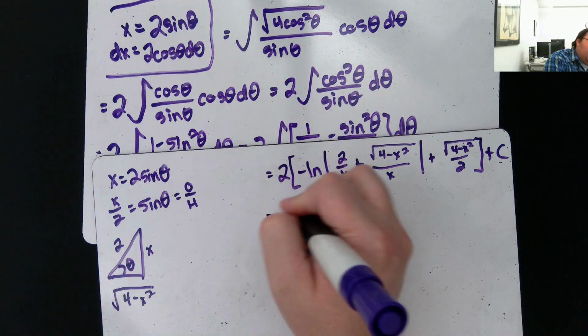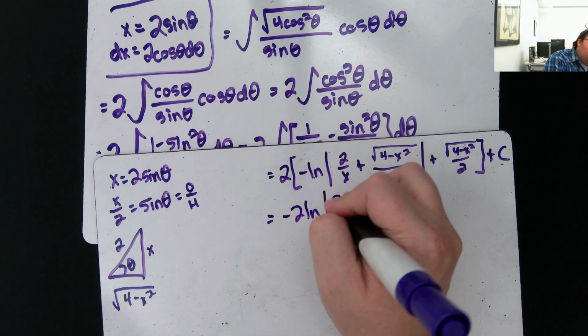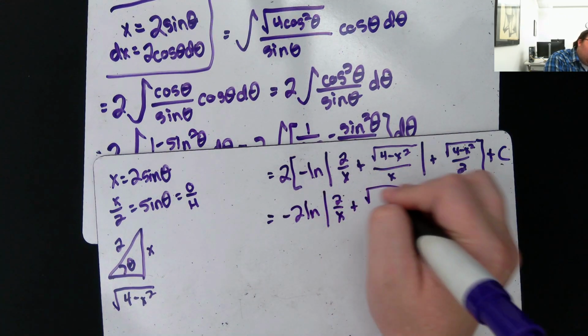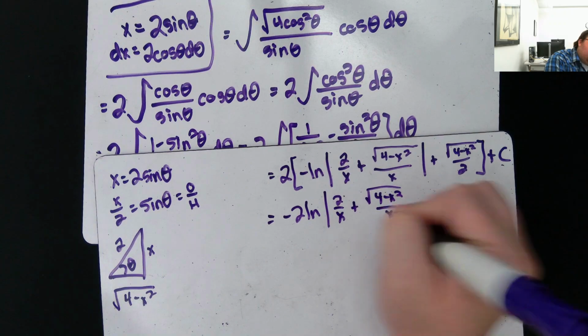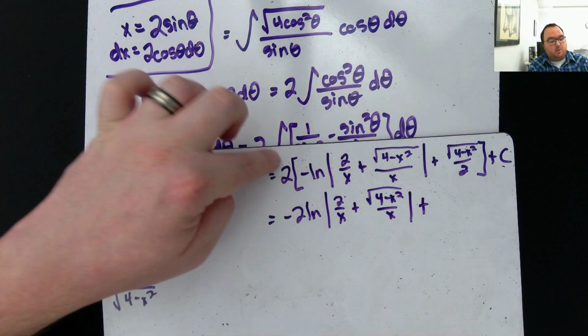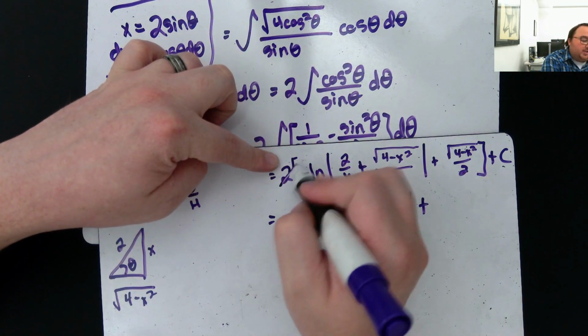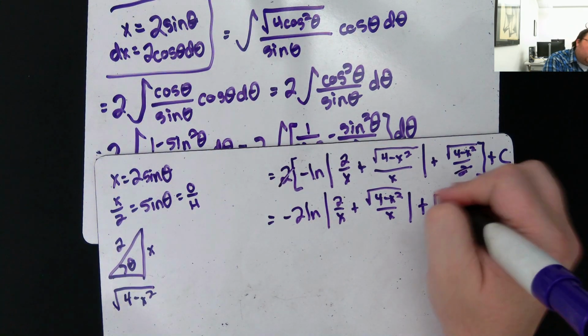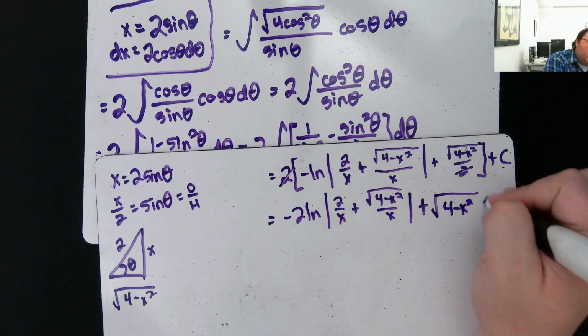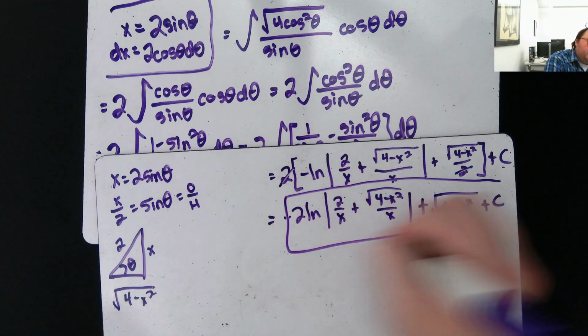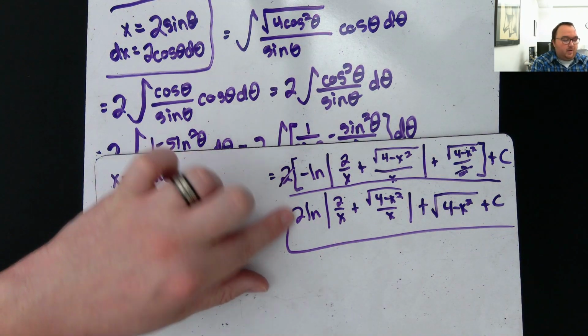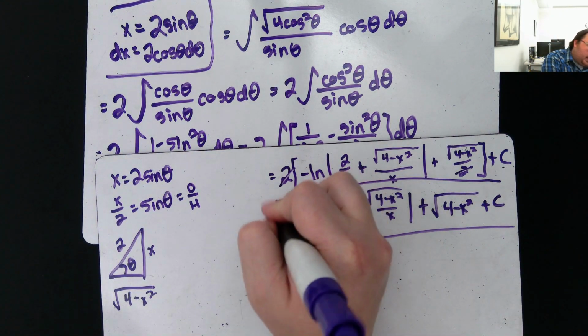So this would be negative 2 ln absolute value 2 over x plus square root of 4 minus x squared over x, plus distribute my 2. This 2 would cancel out with that 2, so it's just square root of 4 minus x squared plus c. There's a negative out front. I wrote over it by mistake. There we go.